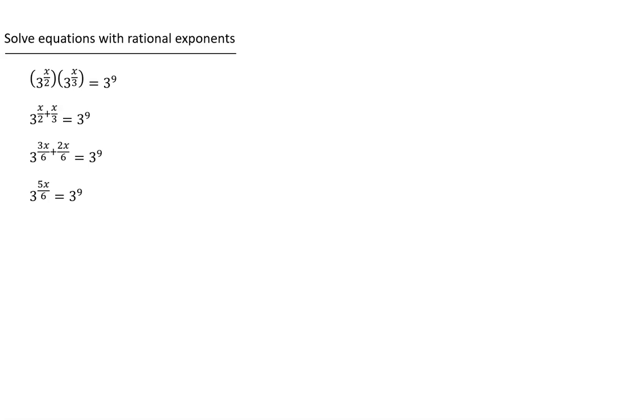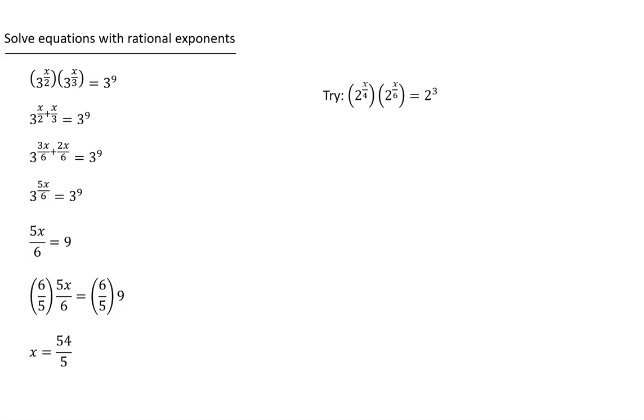Since the bases are the same, they're both 3, and the expressions are equal, then the exponents have to be equal. So 5x over 6 equals 9. And now we can multiply by the reciprocal, 6 over 5, and so we get x equals 54 over 5. Try this one. 2 to the x over 4 times 2 to the x over 6 equals 2 to the third. Pause the presentation, calculate the value of x, and then resume. The answer is x equals 36 over 5.